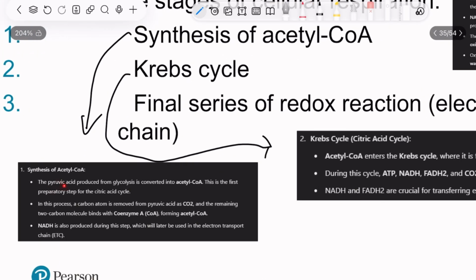So the pyruvic acid produced from glycolysis is converted into acetyl-CoA. This is the first preparatory step for the citric acid cycle. In this process, a carbon atom is removed from the pyruvic acid as CO2, and the remaining two carbon molecules bind to the coenzyme, which makes up the CoA, forming acetyl-CoA. NADH is also produced during this step, which will later be used in the electron transport chain, or the ETC.